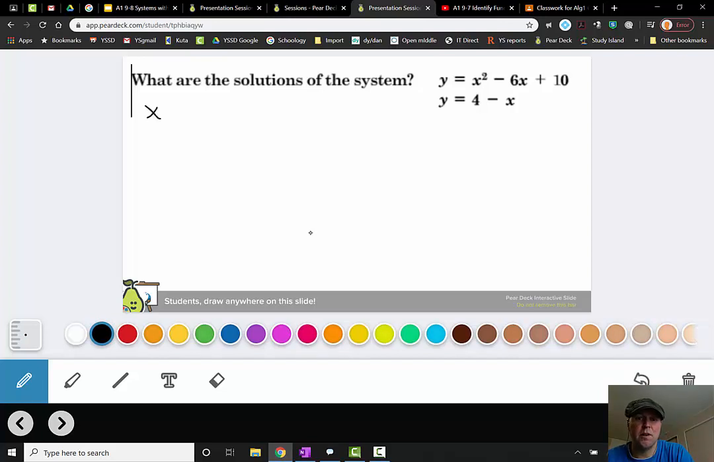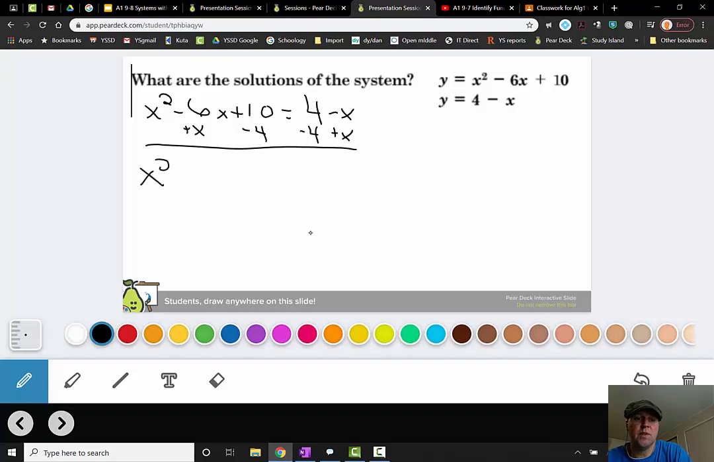Alright, so we got x squared minus 6x plus 10 equals 4 minus x. So you're going to add x and subtract 4, because I want to get everything on one side. Because, you know, it wouldn't be an algebra problem if everything was separated. So we want to make sure that we have everything together and it equals 0, right? Standard form.